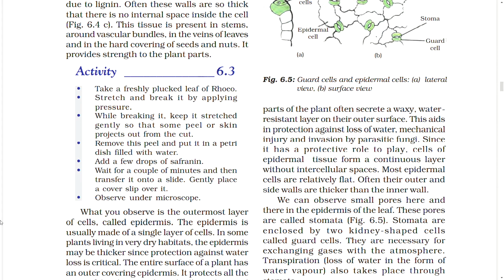Activity 6.3. Take a freshly plucked leaf of Rhoeo, stretch and break it by applying pressure. While breaking it, keep it stretched gently so that some peel or skin projects out from the cut. Remove this peel and put it in a petri dish filled with water. Add a few drops of safranin, wait for a couple of minutes, and then transfer it onto a slide. Gently place a cover slip over it. Observe under a microscope.